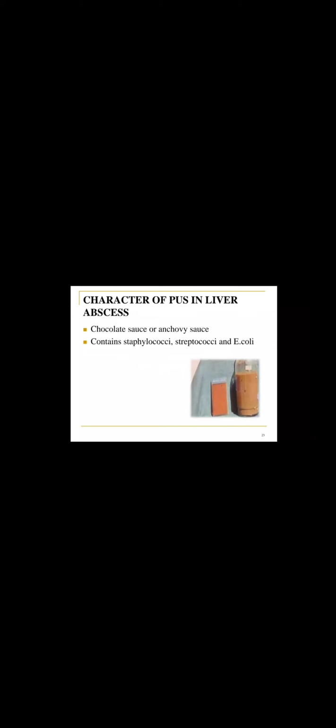And next is the character of pus in the liver abscess. So the pus present in the abscess will be a mixture of RBC, WBC, and broken down liver cells. The amoebic pus is described as chocolate sauce or anchovy sauce. It contains staphylococci, streptococci, and E. coli.